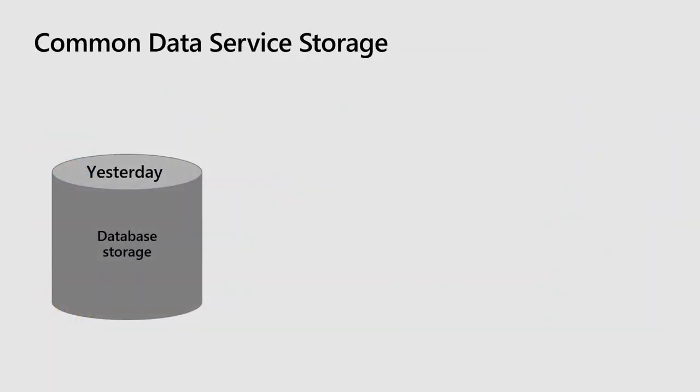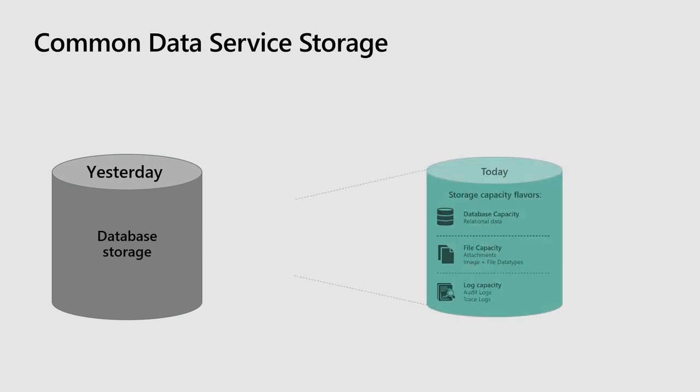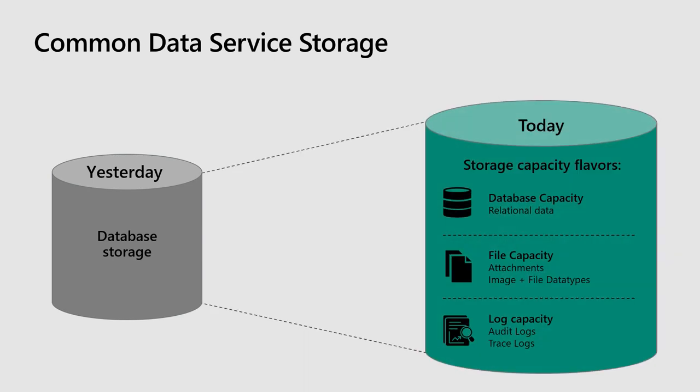So let's dig a bit more deeply into common data service storage. So historically, we've had relational or database storage. Well, now we have 3 different types of storage capacity. The first one is what you're accustomed to, database capacity for storing relational data. This would be where your accounts, your contacts, your leads, those sorts of entities are stored. The next type of storage capability that we have is file capacity, and this is where attachments or image and file data types are persisted.